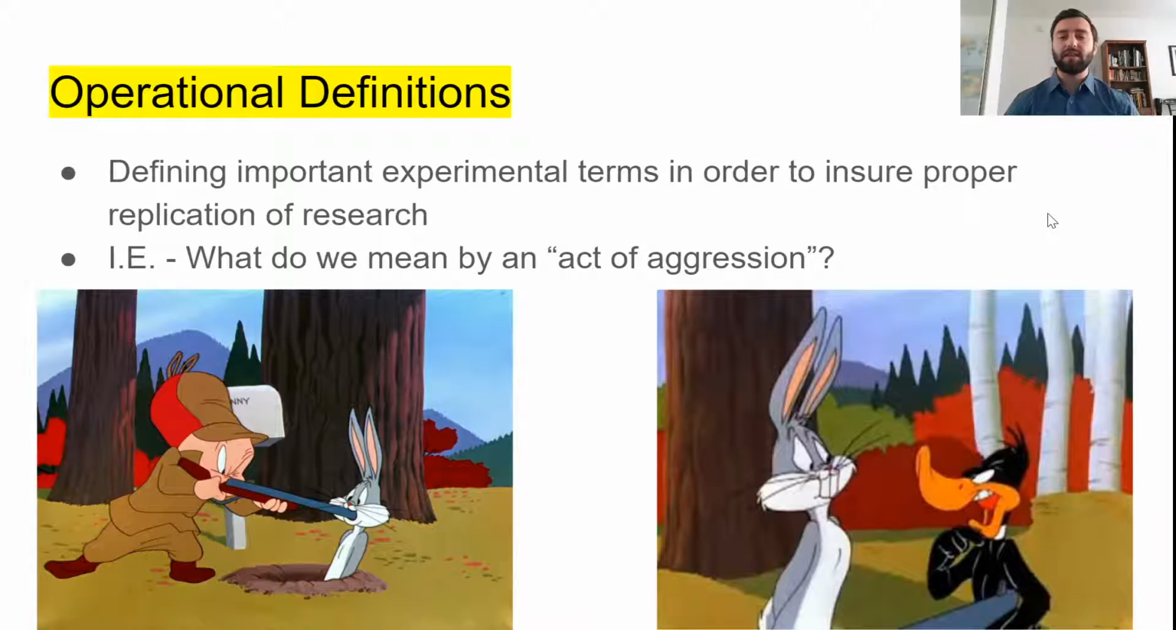So basically the idea of an operational definition is a specific definition, right, of the important terms in an experiment, or in a study, really, of anything, right? And the idea is that we need to be very, very specific to ensure proper replication of research, okay?